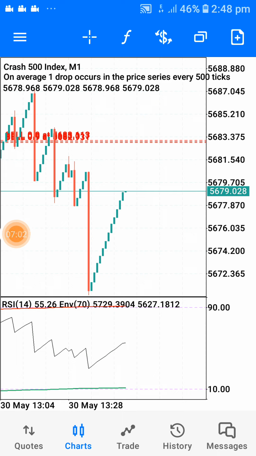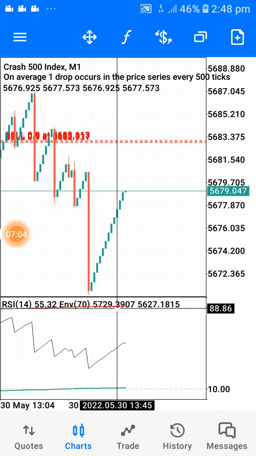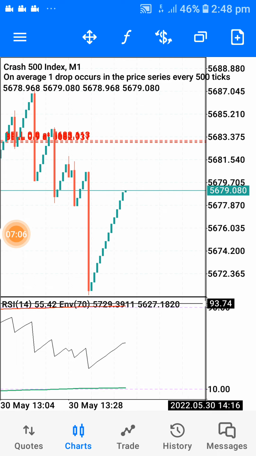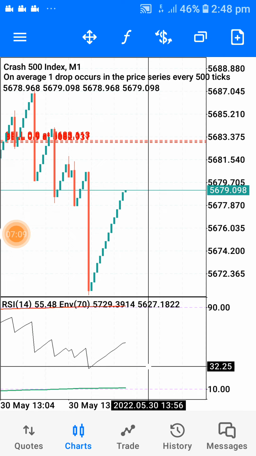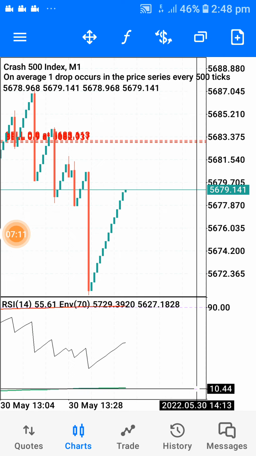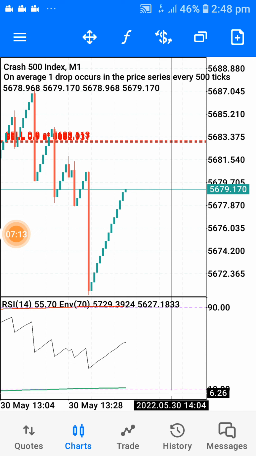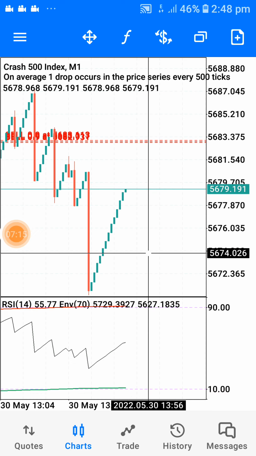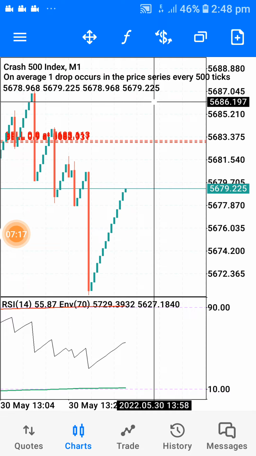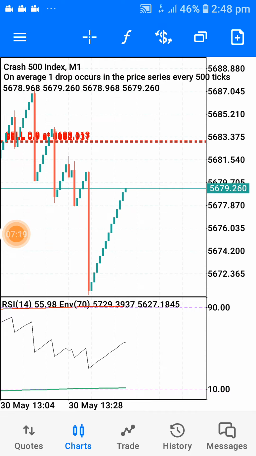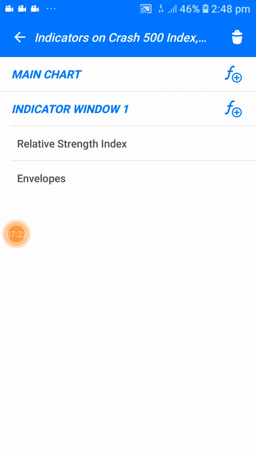So you can see it now. You can see the red at the 90 level area, and the green line at the 10 level area. Now, the next indicator I want to add is the moving average.